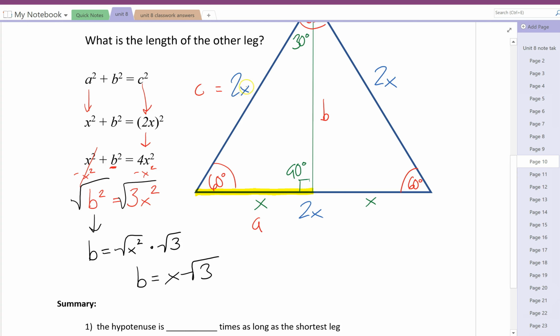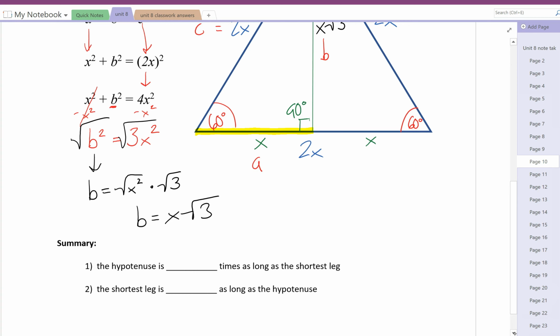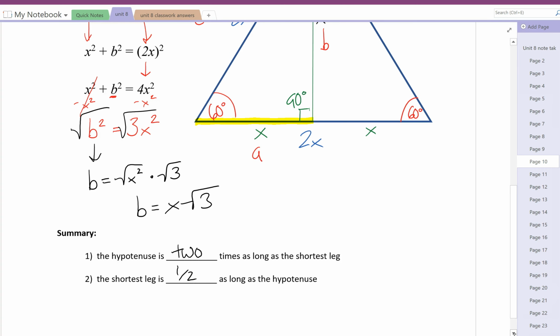What this means is that when I have a 30, 60, 90 triangle, we already know that the shortest side, the shortest leg, is just half as long as the hypotenuse. B, this other side, is equal to x times the square root of 3. So this shortest side times the square root of 3. So the hypotenuse is twice as long, or I guess to make this make sense grammatically, I'd say 2 times as long as the shortest leg, and the shortest leg is half as long as the hypotenuse. If I want to get from the hypotenuse to the middle, or the medium-sized leg, I would just cut it in half and then multiply it by the square root of 3.